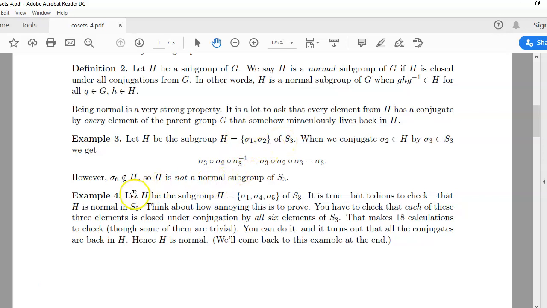Okay? Example 4. Let's stay in S3, but let's look at this subgroup, which is sigma 1, sigma 4, sigma 5. Okay? It's true that this is normal. Okay, this is normal, but it's annoying to check. And let's think about why it's annoying.